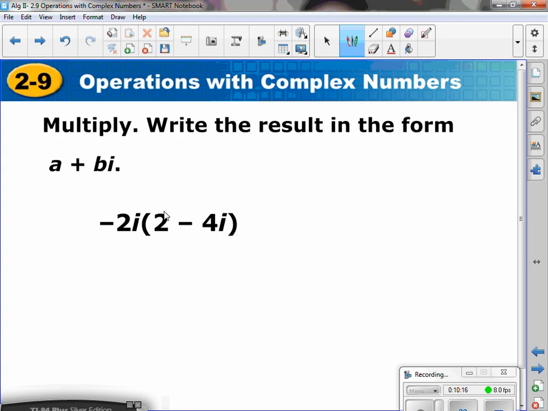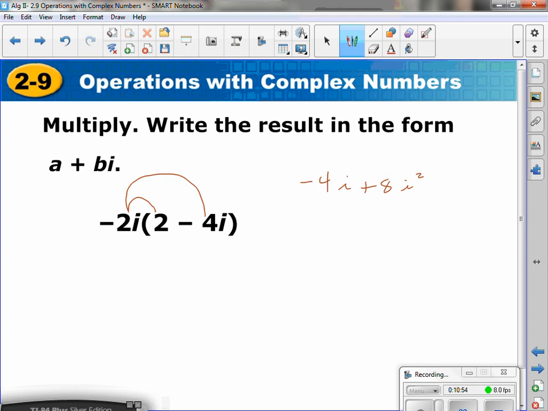That was adding and subtracting. Now with multiplying, I have negative 2i times 2 minus 4i. What do you think I should do? Distribute. What's negative 2i times 2? Negative 4i. What's negative 2i times negative 4i? Plus 8i squared. i times i is i squared.